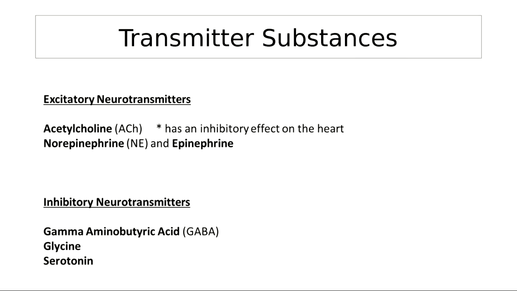Some transmitter substances. I just wrote some down here for you. Excitatory neurotransmitters: there I have acetylcholine and norepinephrine and epinephrine. You see, acetylcholine can have an inhibitory effect on the heart. Inhibitory neurotransmitters: here's one called GABA, gamma aminobutyric acid. That's why they abbreviate that, GABA. Glycine and serotonin. Those are some transmitter substances.